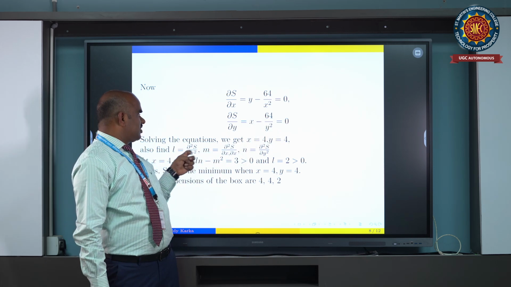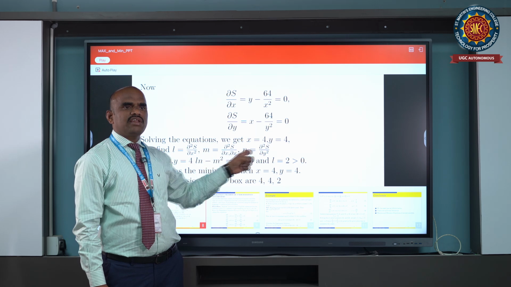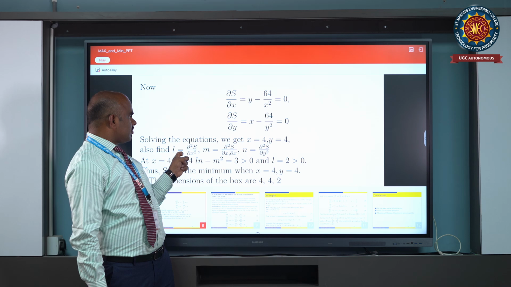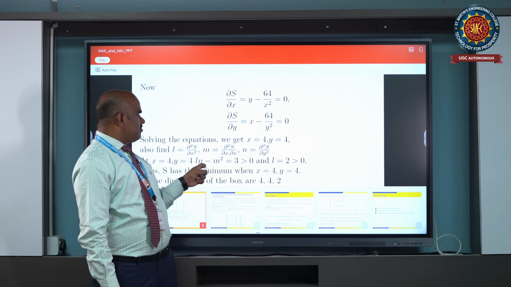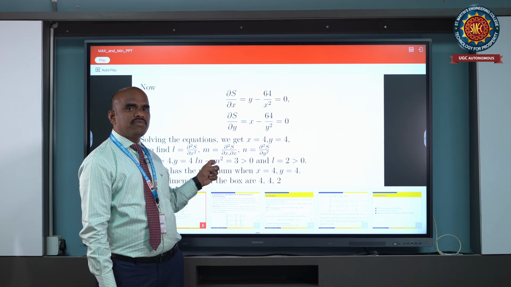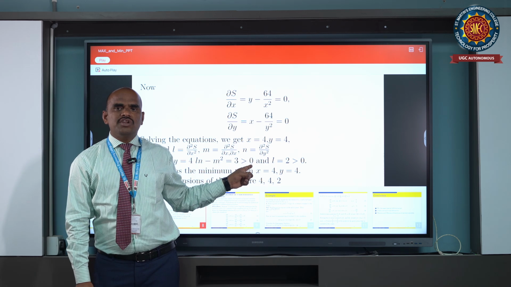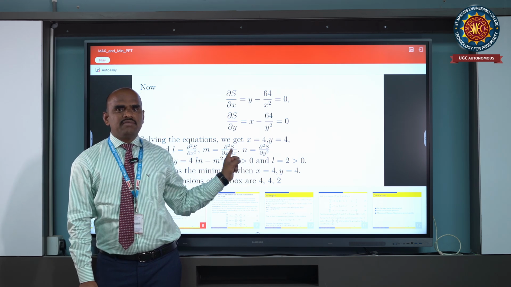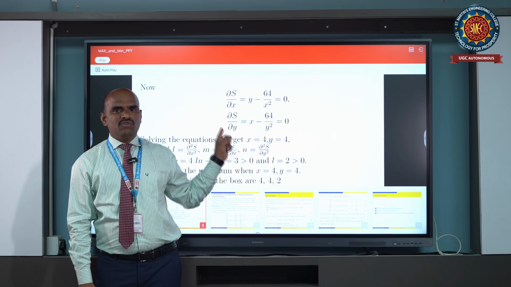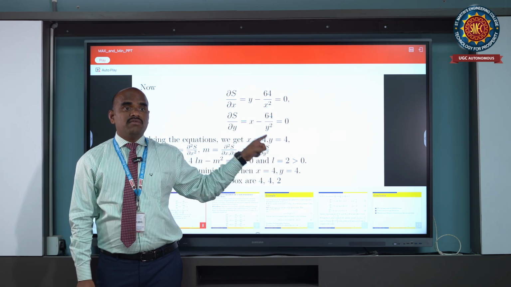At that point we can check the L, M and N values. Then we can find out ln minus m square. Here we are getting L is equal to 2, n is equal to 2, and m is equal to 1. There we are getting ln minus m square: 2 into 2, 4, minus 1, we are getting 3, it is positive, and L is equal to 2, it is also positive. So here ln minus m square is positive and L is positive. Therefore, at x is equal to 4, y is equal to 4, the function will have the maximum.